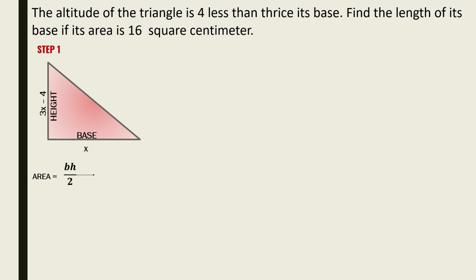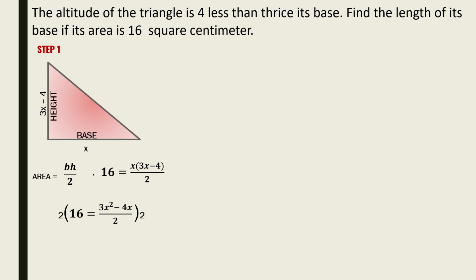So, let's proceed in substituting it in the formula. The area is equal to 16. So, 16 is equal to the base, which is x, times the height, which is 3x minus 4, all over 2. Simplifying x times 3x minus 4, it will become 3x squared minus 4x. So, for that, we have 16 is equal to 3x squared minus 4x all over 2.